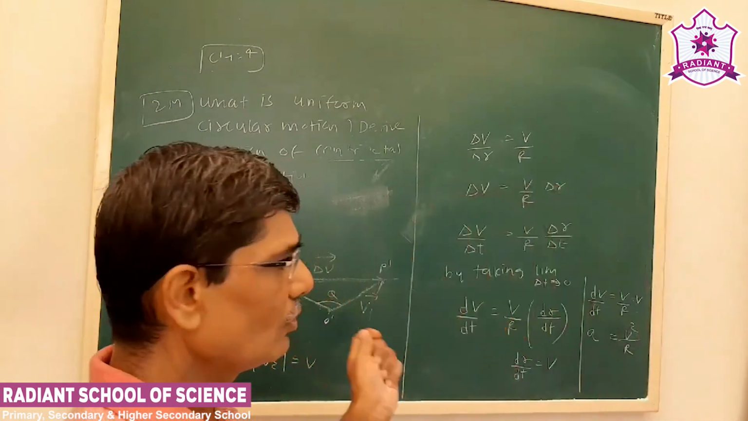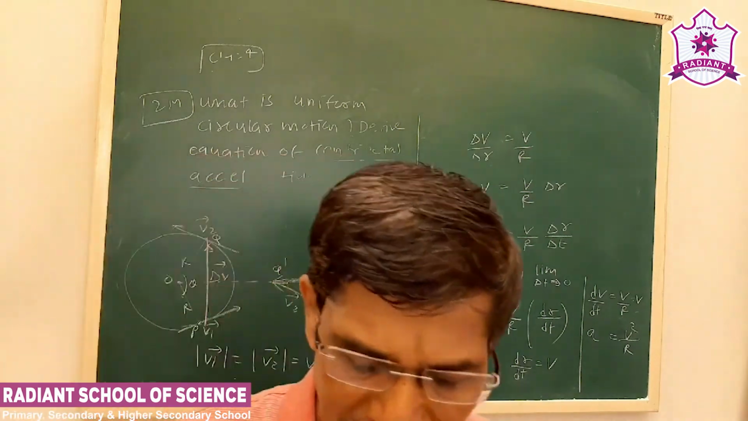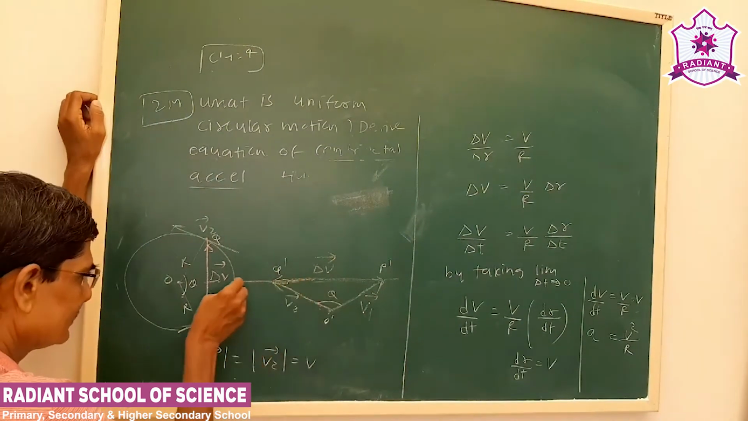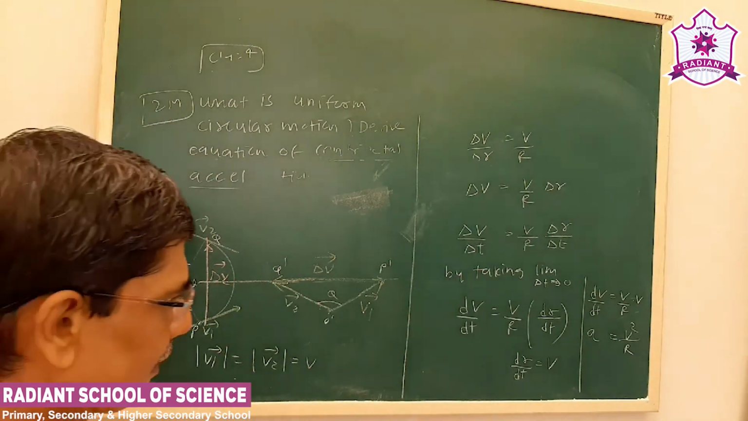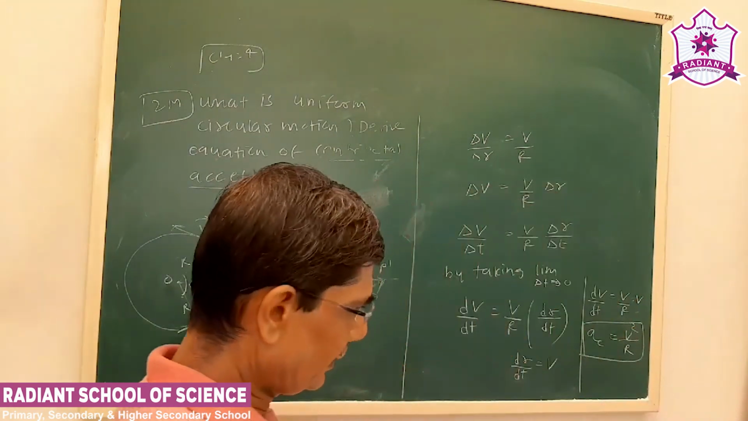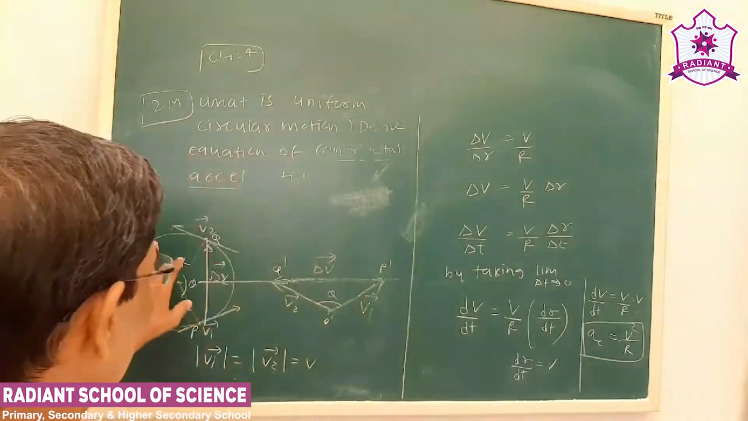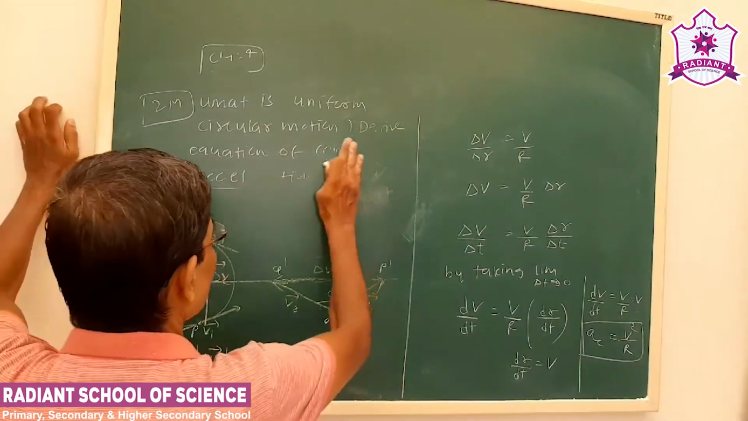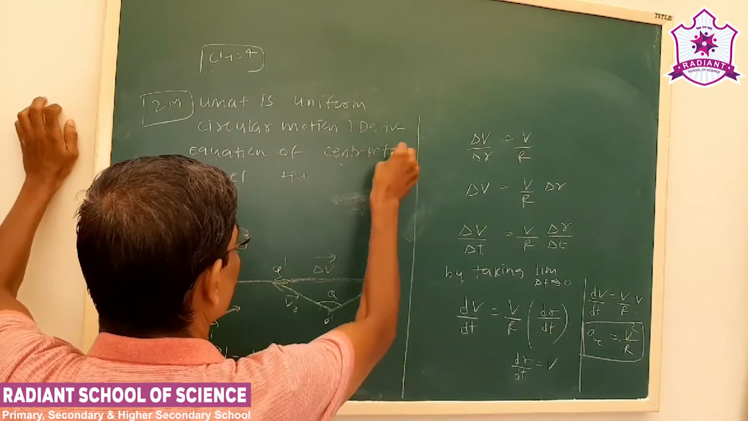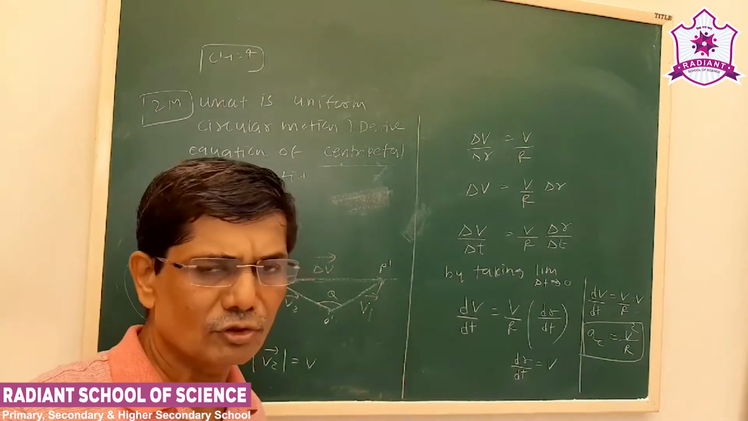Now see, what about the direction? Okay, the direction of acceleration is in the direction of change in V. So this change in V is delta V. Now this is toward the center of the circle. That's why this acceleration we call centripetal acceleration. So in uniform circular motion, there is a centripetal acceleration. Okay, that we have derived here: A is equal to V square by R.